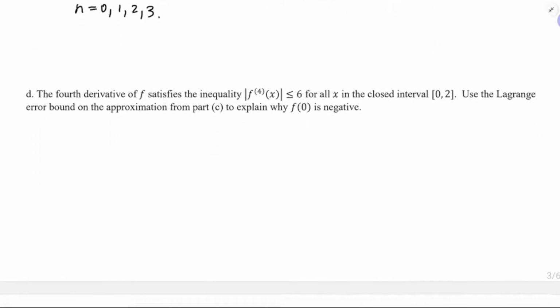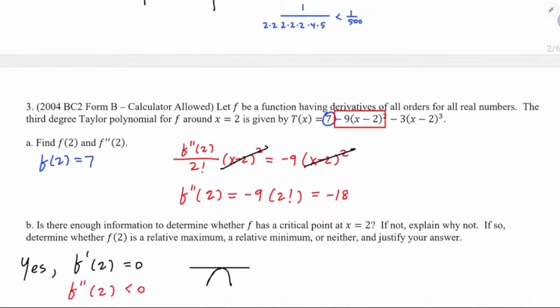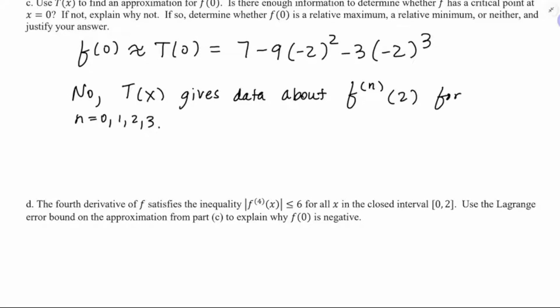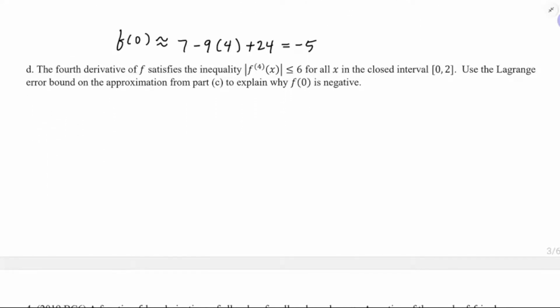Then now I've got a Lagrange error bound question to explain why f of 0 is negative. Now this must have allowed a calculator. Yeah, calculator allowed. I'm not going to use a calculator because it'd be faster for me to just do this by hand. I'm going to do that approximation real quick. 7 minus 9 times 4 minus 3 times negative 8, so that would be plus 24. So 7 minus 36 plus 24 is 7 minus 12 equals negative 5. So that's what you really needed to do with the calculator on this problem.